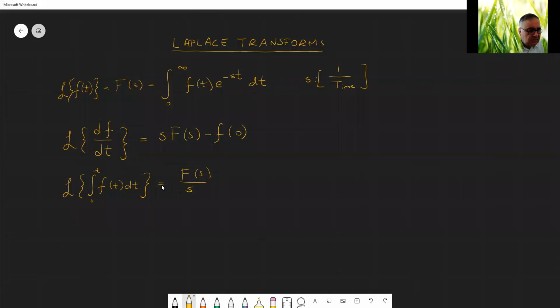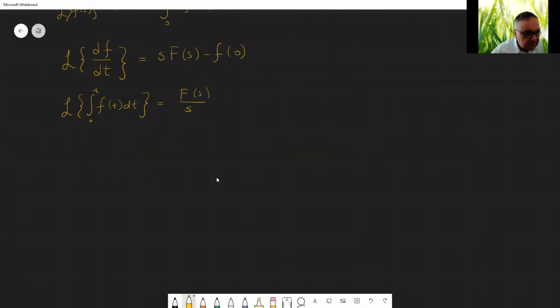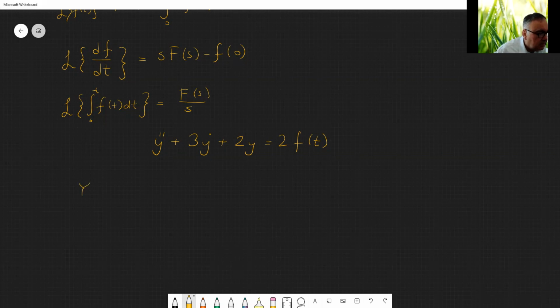And I started giving you an example, which was the following: y double dot plus 3y dot plus 2y equals 2f of t. And we assume that there are no initial conditions, so that, just look at the previous notes, Y of s can be written as 2 over s squared plus 3s plus 2 times F of s.